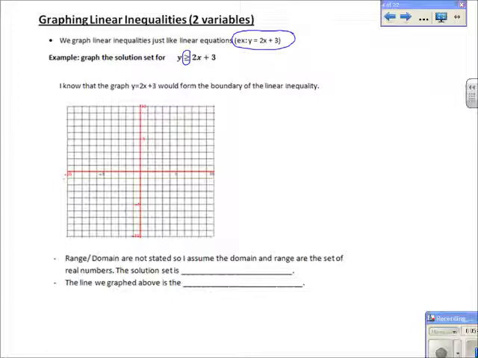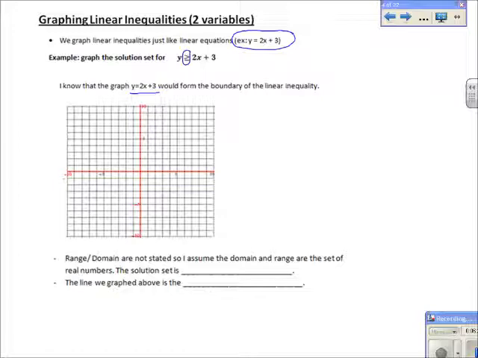Okay, so how do I graph this? We're going to start by thinking about the boundary that this graph is going to make. I know that the graph y equals 2x plus 3 will form the boundary of this linear inequality. So a linear inequality is simply a boundary line that we're going to graph, and then we're going to shade a region either above or below that boundary. So let's go ahead and do that.